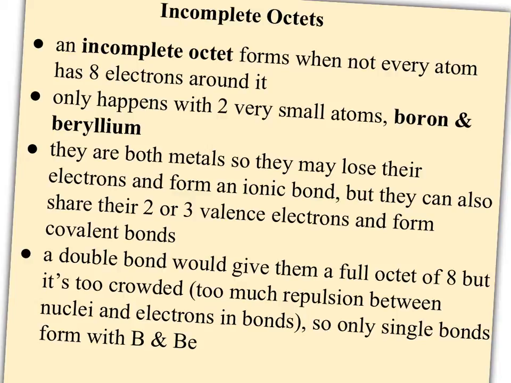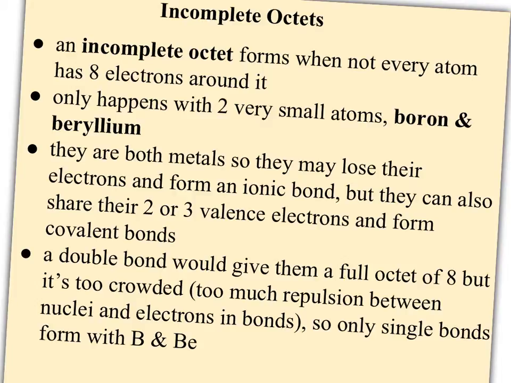So an incomplete octet forms when not every atom has 8 electrons around it. And now these are incomplete octets with an even number of electrons, and this only happens with two very small atoms, boron and beryllium. Remember, hydrogen and helium only have the one electron shell. The only 2 will do for that. And boron and beryllium also can get away with just 2 if they lose those electrons. And they are metals, so sometimes they lose those 2 or 3 valence shell electrons they have, and they just form an ionic bond. But they can also share their 2 or 3 valence electrons and form covalent bonds.